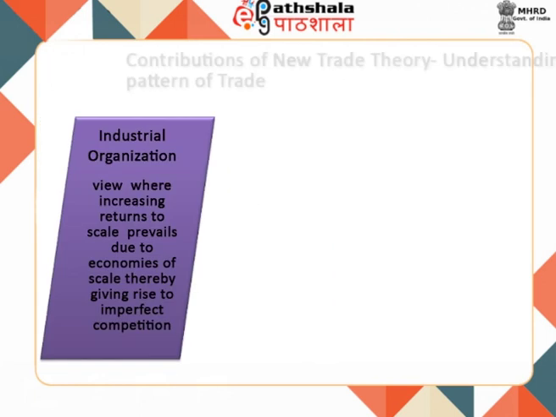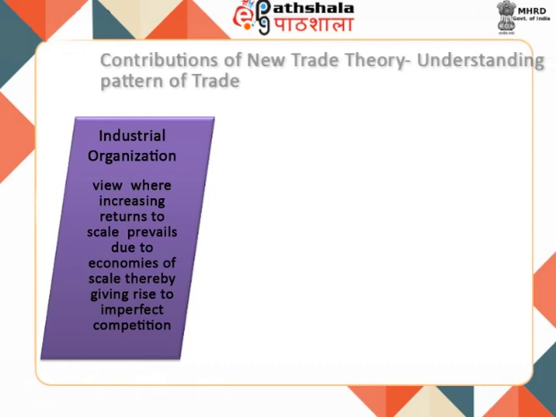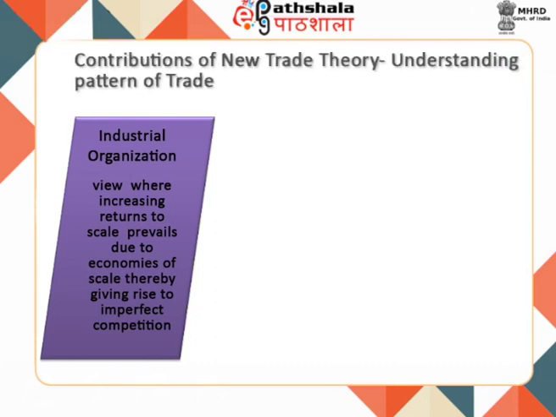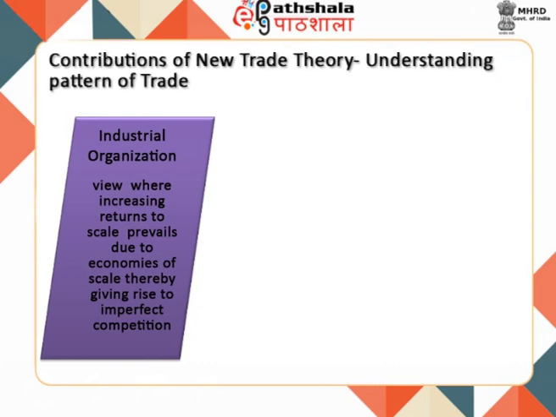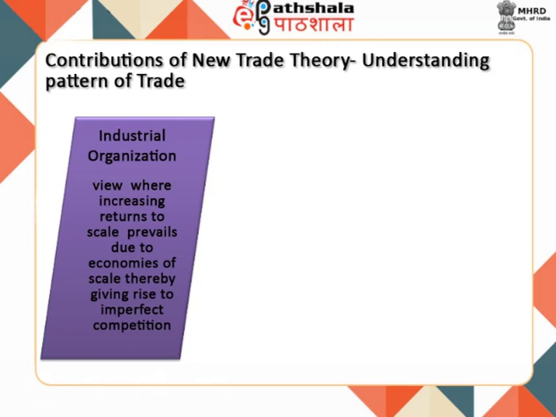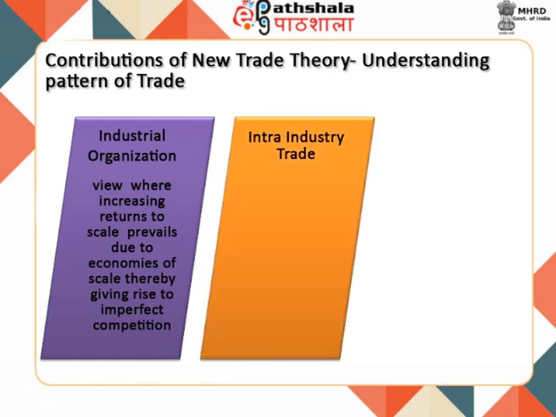Let us understand the pattern of international trade through various contributions made by new trade theory. The assumption of increasing returns gives rise to imperfect competition that prevails due to economies of scale. There is a proposition that inter-industry trade determines the factor of Heckscher-Ohlin theory, whereas increasing returns which result from specialization within the industry drives intra-industry trade.